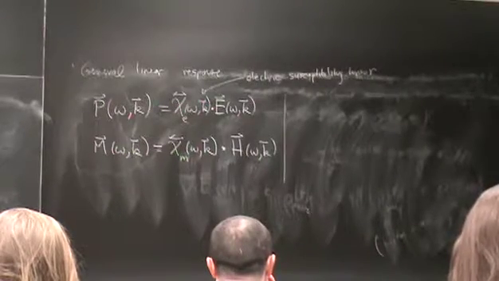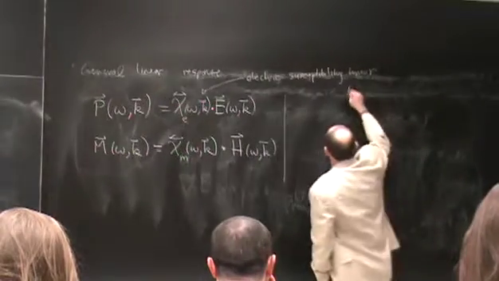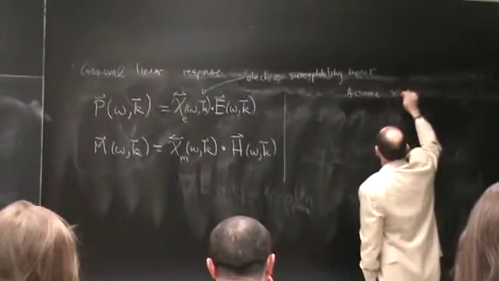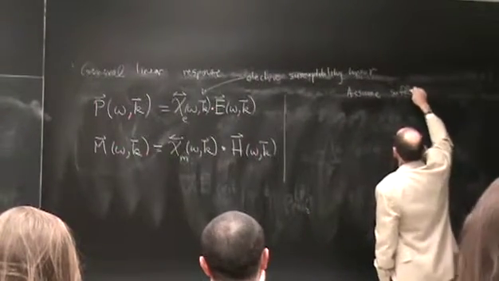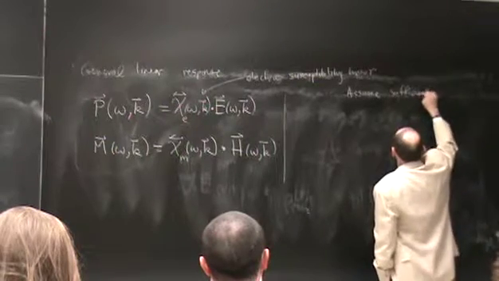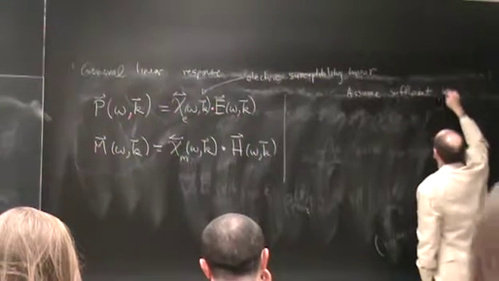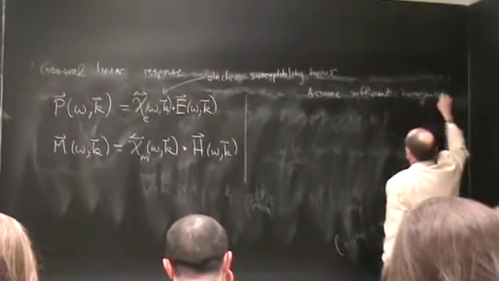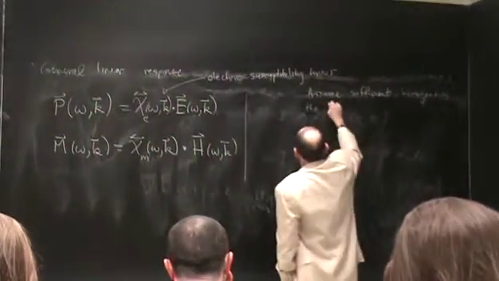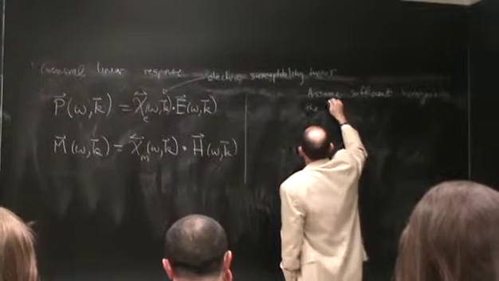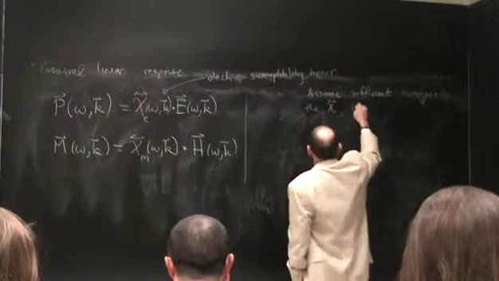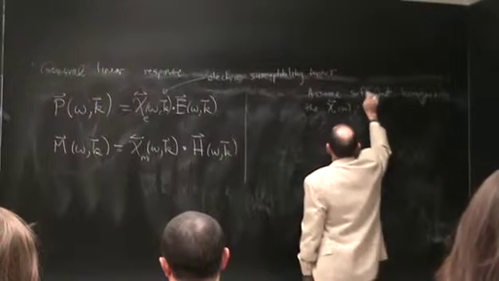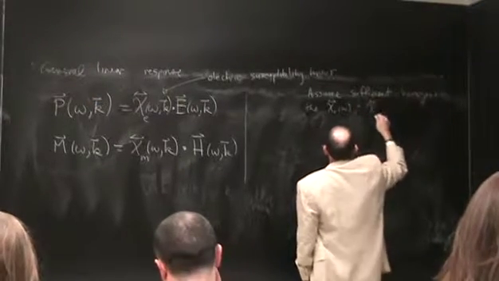So let's assume sufficient homogeneity that the tensors are independent of the K vector, chi.